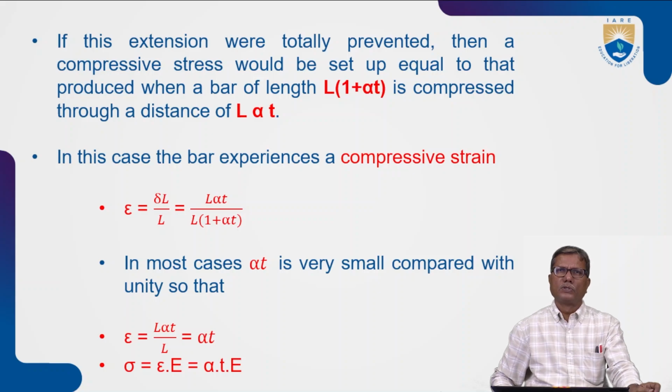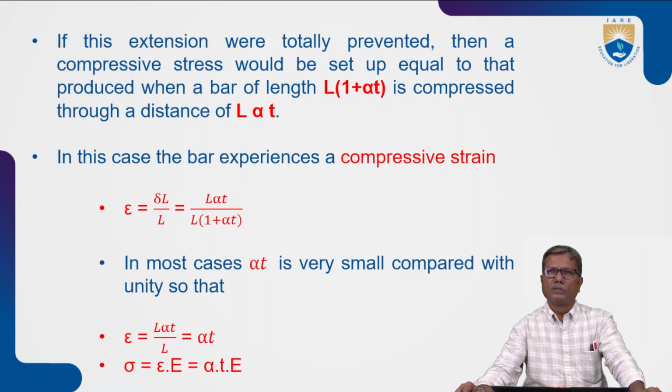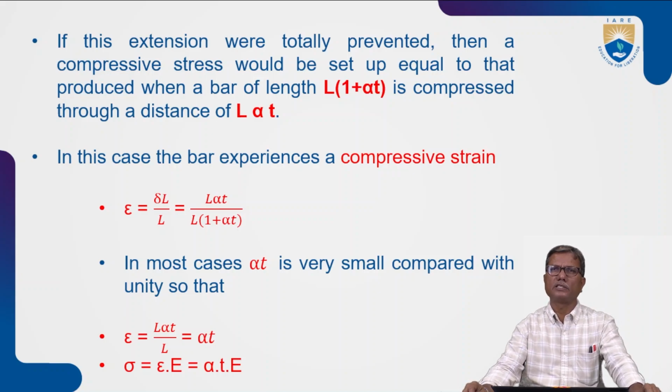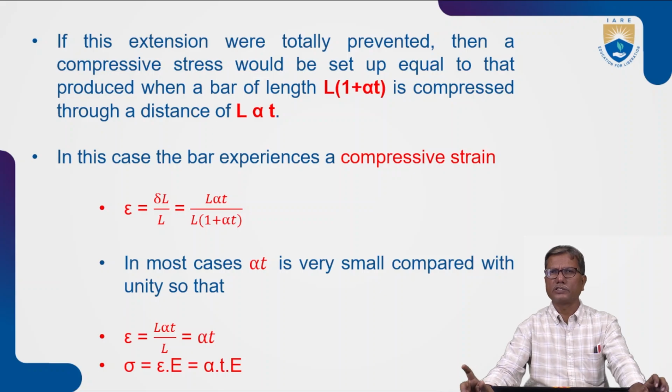Understand? So here, for example, the extension of the bar due to temperature rise, for length L and a rise of temperature T, is equal to L alpha T. Whether it is a decrease or increase in length, the change in length is given as L alpha T due to change in temperature of T degrees.